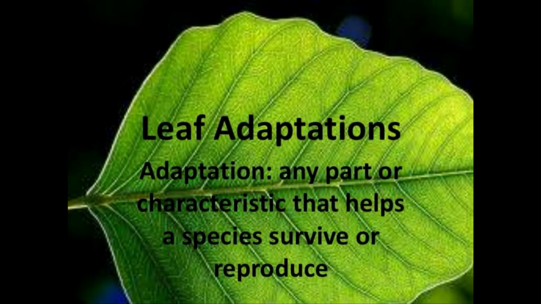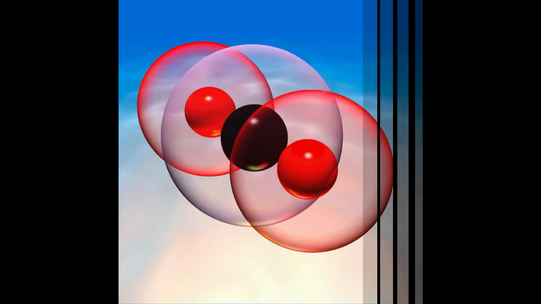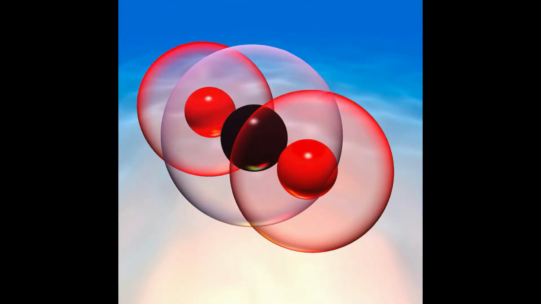Leaf adaptations. The leaves are adapted to obtain carbon dioxide, water, and sunlight. Carbon dioxide is obtained from the air. There is not very much available because 0.04% of the air is carbon dioxide. The leaf must be very efficient at absorbing it.